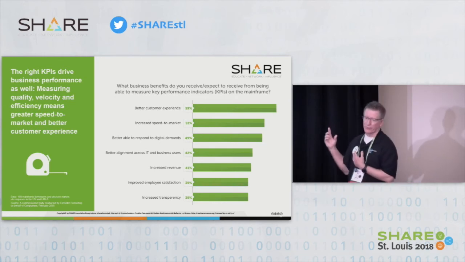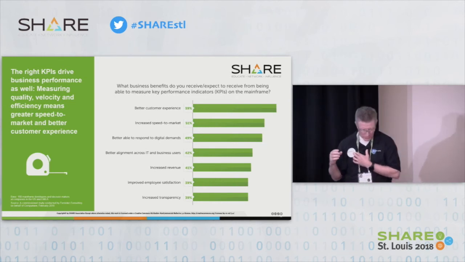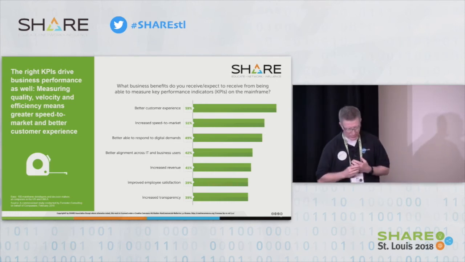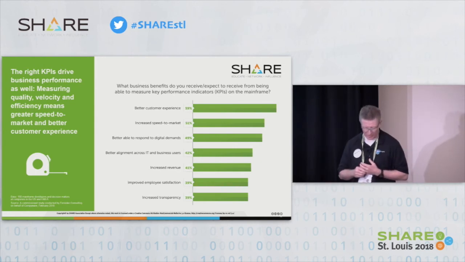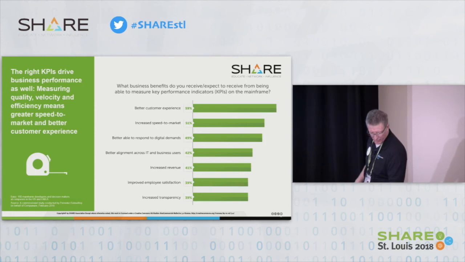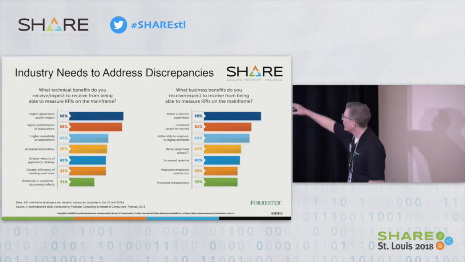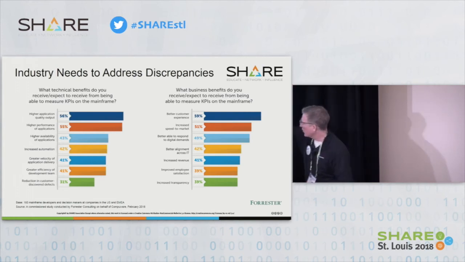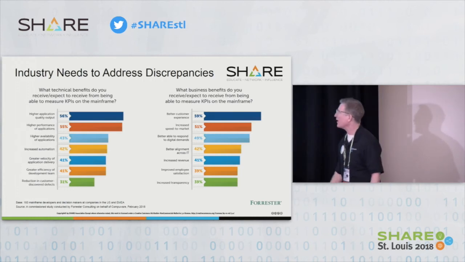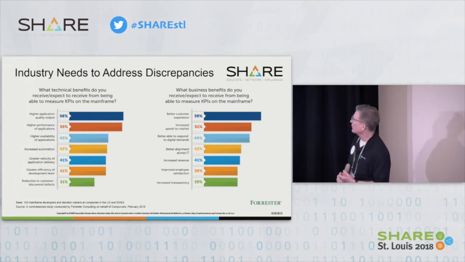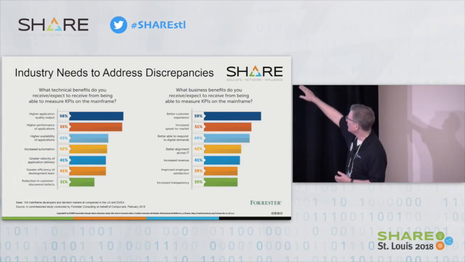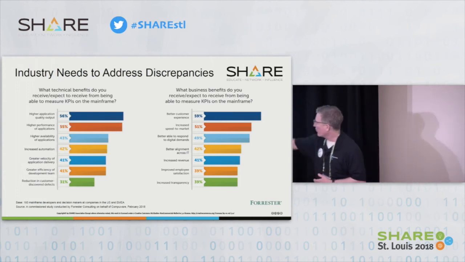When asked what business benefits they expected to get from KPIs, we see a lot of what we'd expect: better customer experience, increased speed to market, and being better able to respond to demands. But what really caught my attention was when I put these slides side by side. People say they want a better customer experience as number one in the business benefits, but reduction in customer discovered defects is the last thing in the technical benefits. That seems a little bit at odds to me. The same thing goes for speed to market and some of the things down below: a greater velocity of application delivery is low.